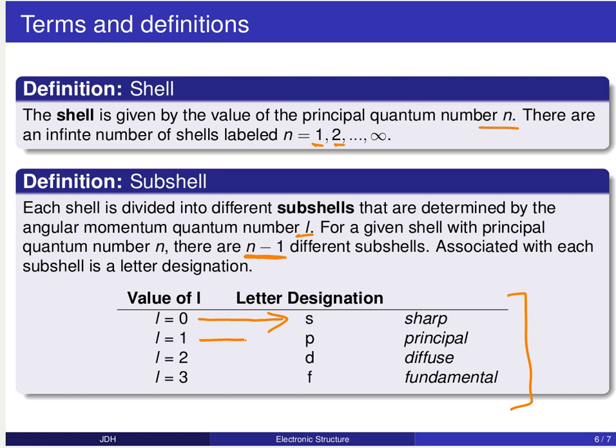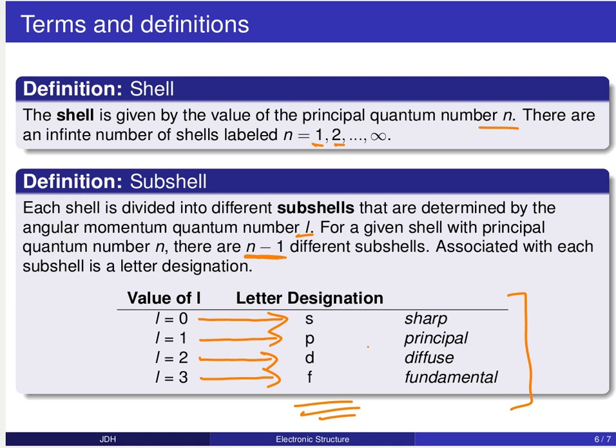If we have an L equals 1, we talk about that orbital as being a p orbital. L equals 2 is referred to as a d orbital, and L equals 3 is referred to as an f orbital, and then it follows the alphabet from here on out. These are the 4 orbitals that we're going to be focusing on in this class.